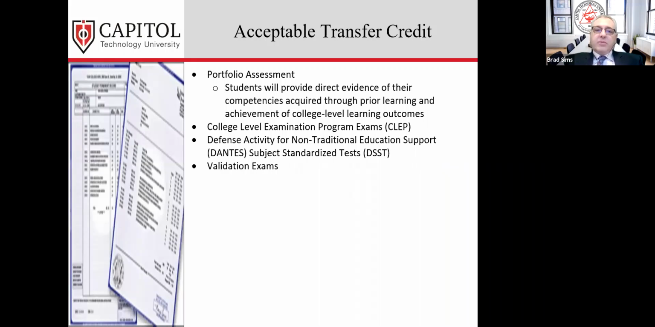We also offer a portfolio assessment. So this is life work experience. Under the requirements for that, you send it in and be evaluated for possible credit. We take credit for College Level Examination Programs called CLEP. We take credit for Defense Activity for Non-Traditional Education Support and other validation exams.